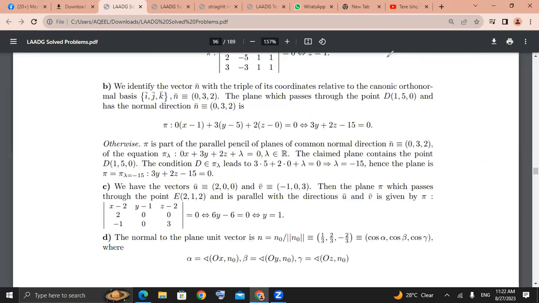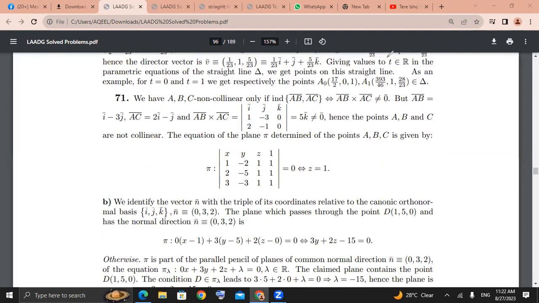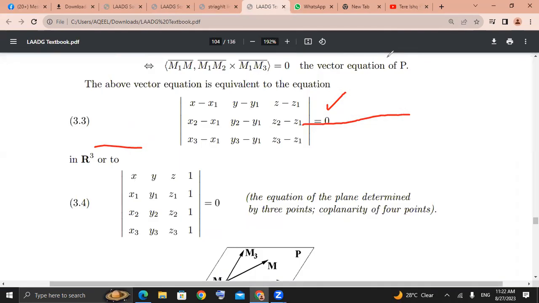As you look here, in part 71a, he first finds AB, then AC, and then takes the cross product, and you get the 5K answer. So it's non-zero. It means that the points are non-collinear. Points are non-collinear, so you can apply the formula. As you look here, we have two formulas. You can use this formula or this formula. He used this formula, so it's your choice which formula you use.